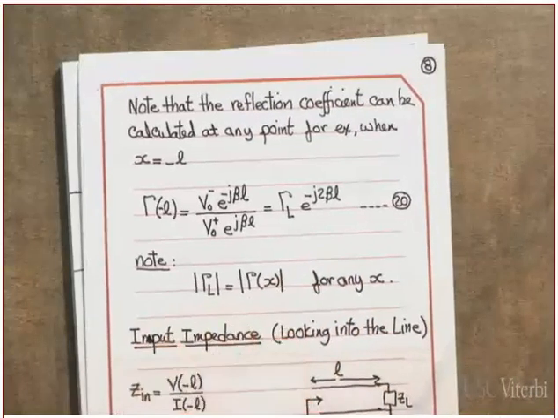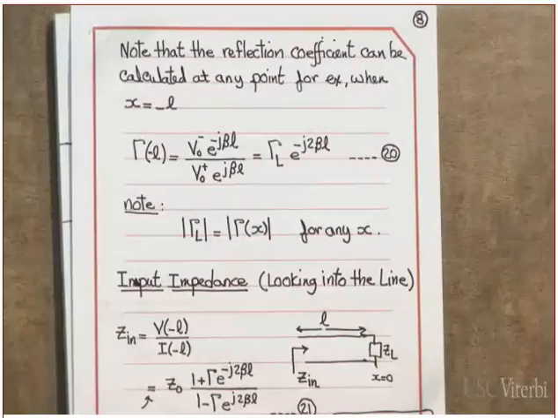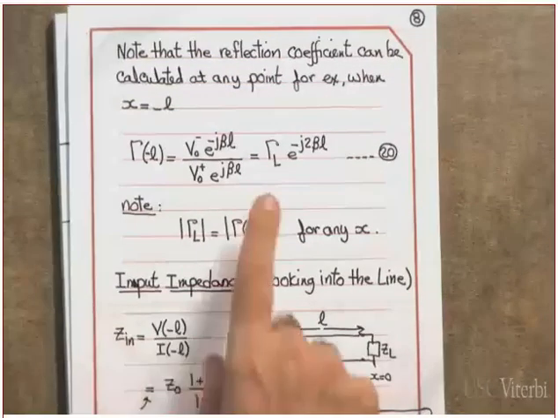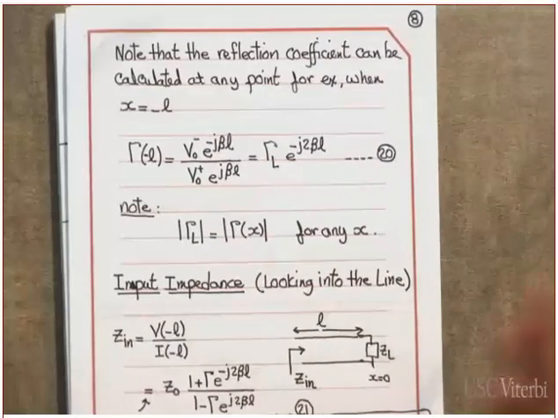Yes or no? I'm going to say a statement. Tell me if it is true or false. The reflection coefficient is the same at any point on the line. True or false? Definitely false. The magnitude of the reflection coefficient is the same, but not the reflection coefficient itself. The reflection coefficient is in general complex, which means it has a magnitude and a phase. Clear? Okay, good.